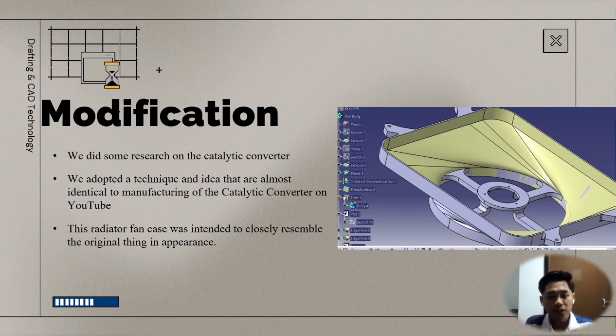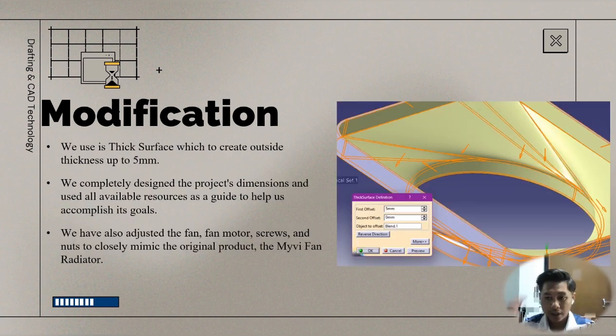Alright, so we did some research on the catalytic converter, because before this we had another project related to the catalytic converter. So we adopted a technique and idea that are almost identical to the manufacturing of the catalytic converter on YouTube. So this radiator fan case was intended to closely resemble the original thing in appearance. Okay, like I said before, we use the same technique and same idea, but it does not look the same as the catalytic converter, right?